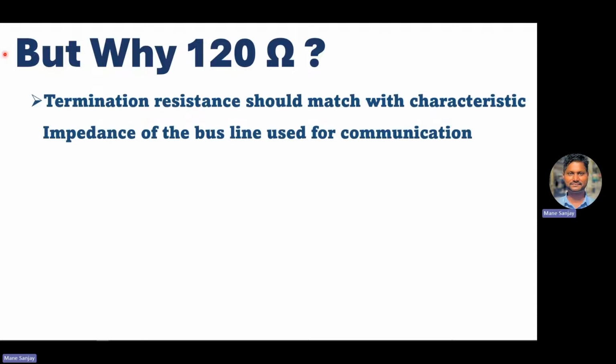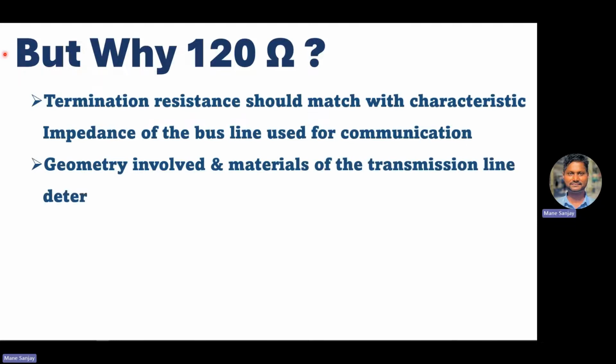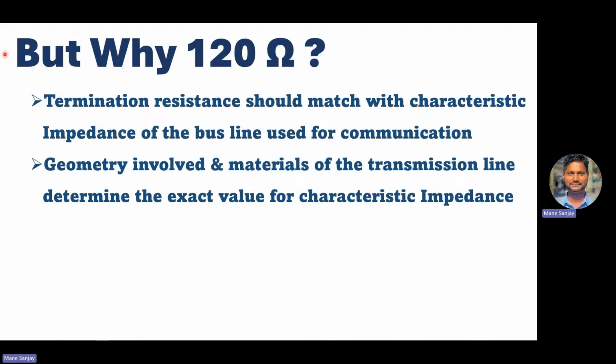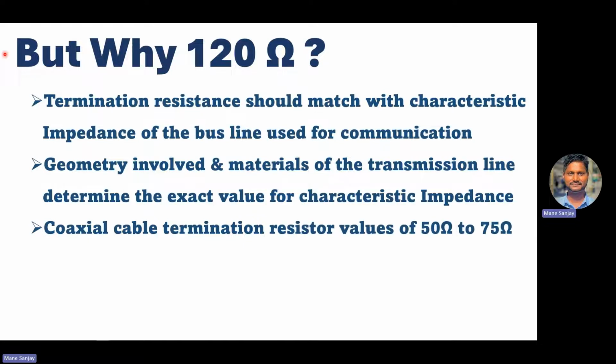Now, the important part is that when we go for deriving or calculating this value, the geometry involved and the material, frequently used material is copper. So geometry and the material used for the transmission line determine the exact value of the characteristic impedance. Both are important. Now, if we take a few examples of other bus communications or other cables like coaxial cable, the termination resistance value falls between 50 ohm and 75 ohm. It never crosses beyond that. For the Cat5 cable, it is officially announced as 100 ohm.